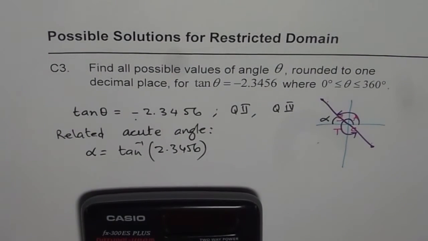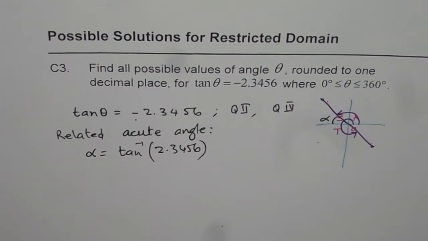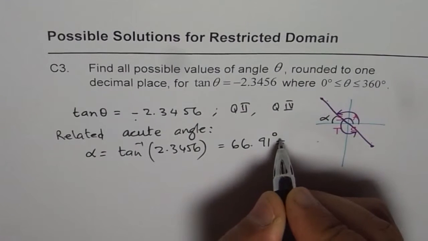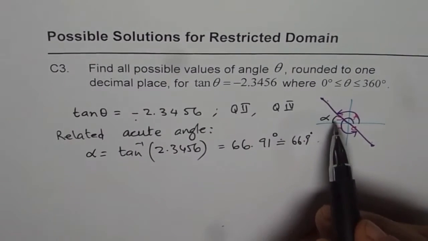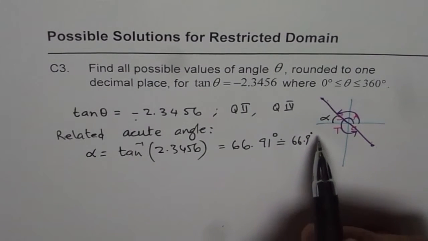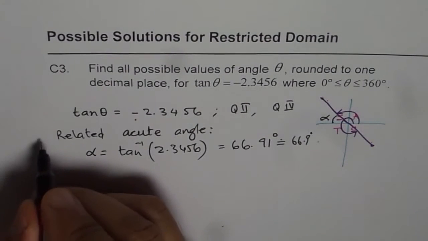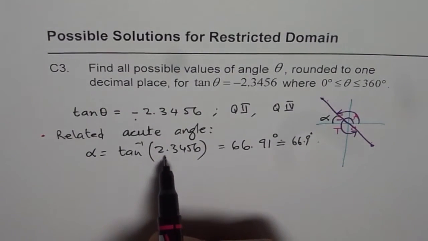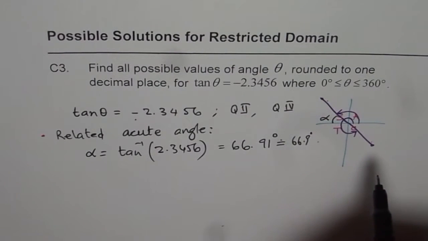We'll do tan inverse of 2.3456. That gives us 66.91 degrees. Rounded to one decimal place, we get 66.9 degrees. So we know this angle alpha is equal to 66.9. The second step here is to find the related acute angle. Whenever you find the related acute angle, you just use a positive value, because between 0 and 90 degrees all trigonometric ratios are positive.